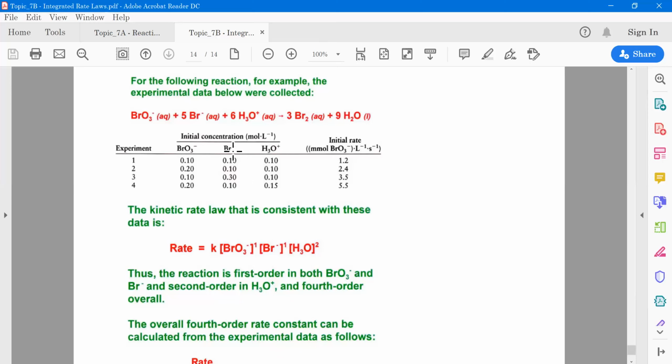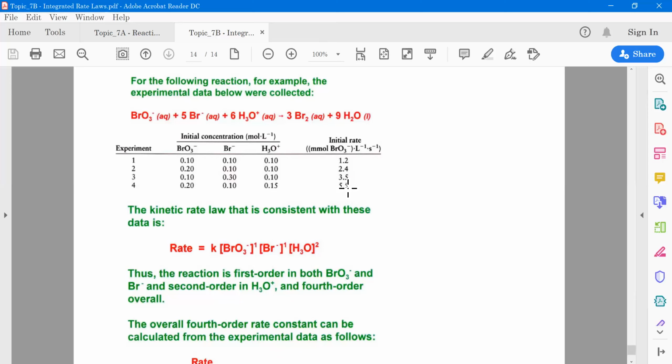But we already know what the bromate will do when it's doubled. It doubles the reaction rate. So it went from 1.2 to 2.4. So we already know what that effect will be. So what's the additional effect, if any, caused by the hydronium ion concentration? Well, the hydronium ion concentration caused the reaction rate to go up to 5.5.